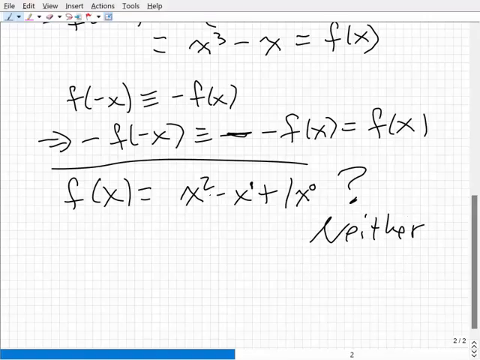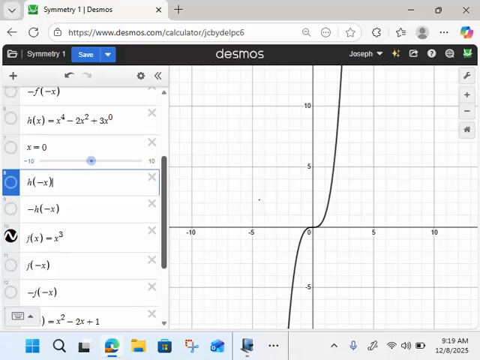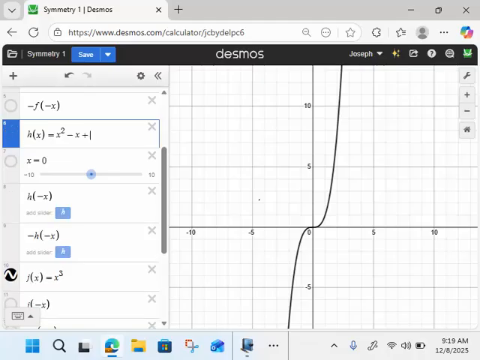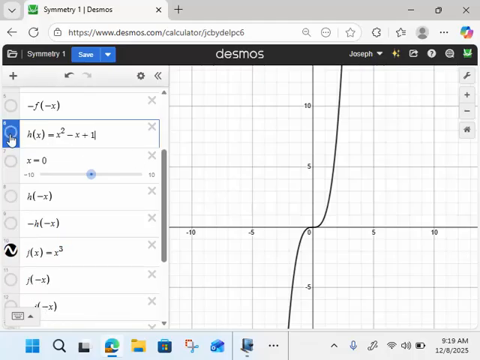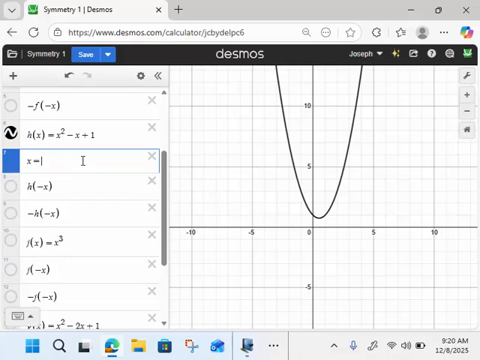Let's look at the graph. x squared minus x plus 1. Let's put that in here. There. So look at that graph. It's a parabola. Sure, it has an axis of symmetry. If I folded it over x equals 0.5, it would be symmetric around it. So it's symmetric about the line x equals 0.5.